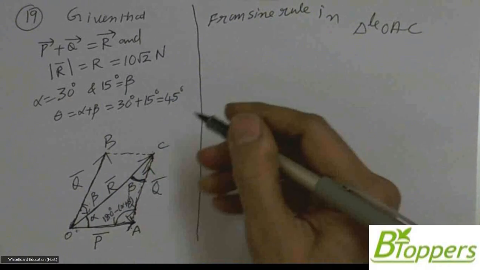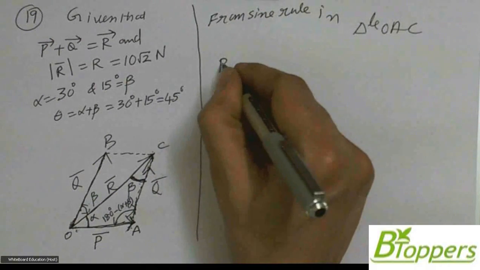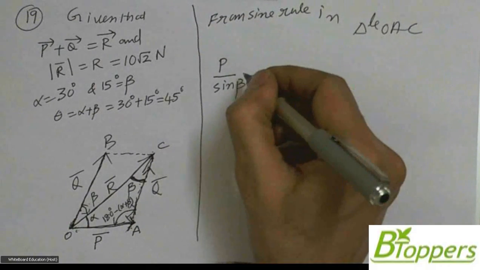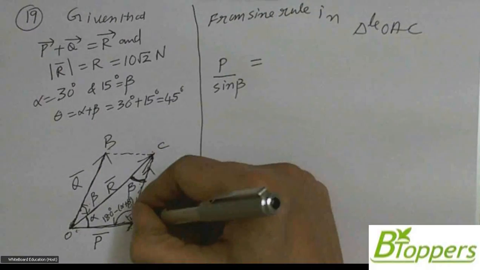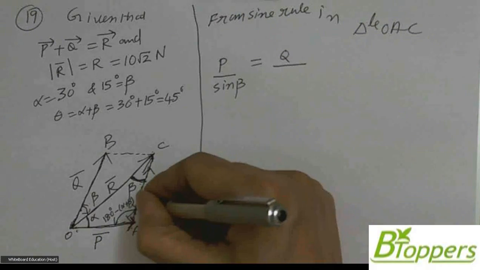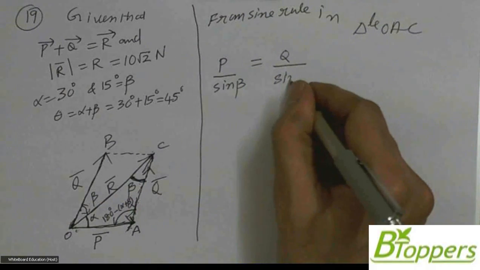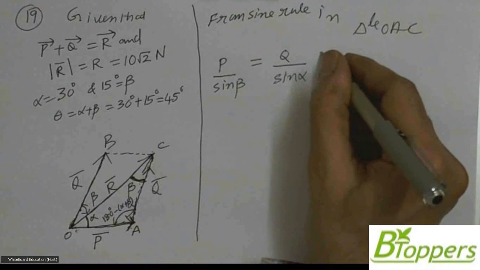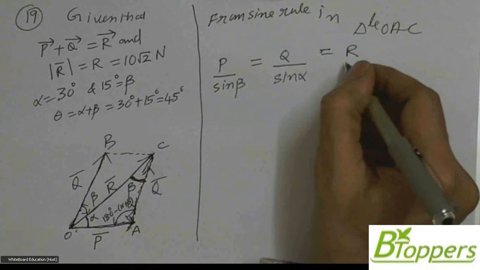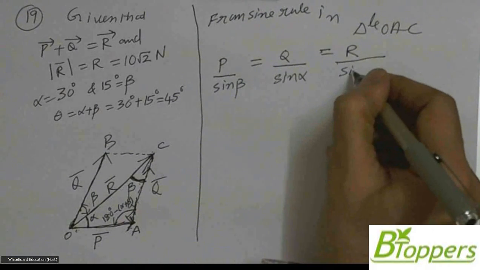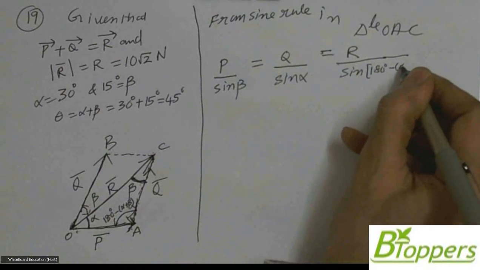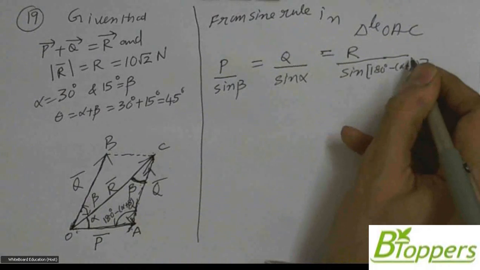So the length of the line OA gives you the magnitude of P bar, or P. The angle at the opposite vertex is beta. The length of the side AC gives you the magnitude of Q bar, or Q. The angle at the opposite vertex is alpha. The length of the side OC gives you the magnitude of the resultant denoted by R, divided by the sine of the angle at the opposite vertex, which is 180 degrees minus alpha plus beta.